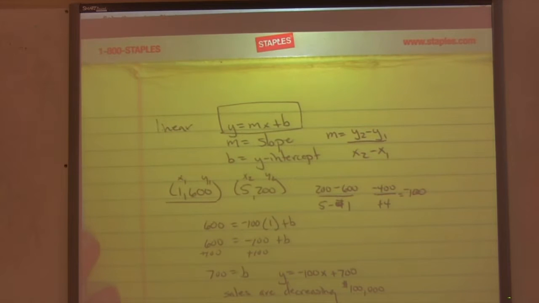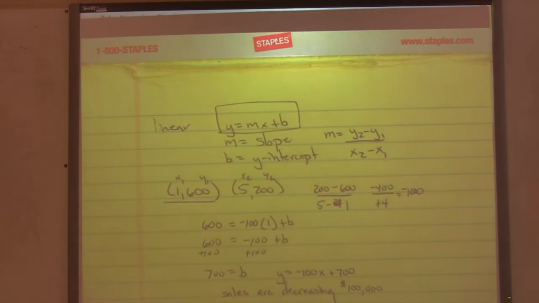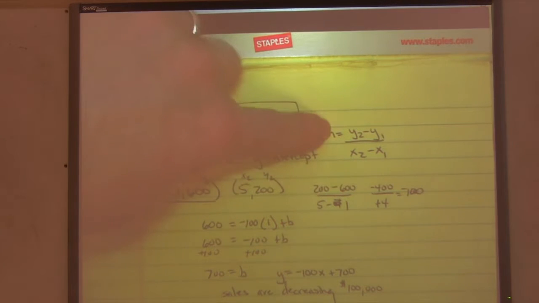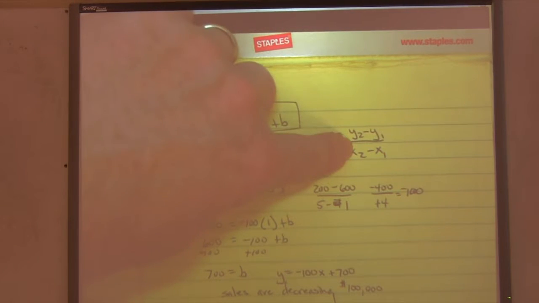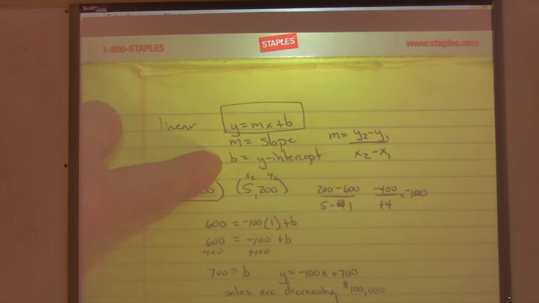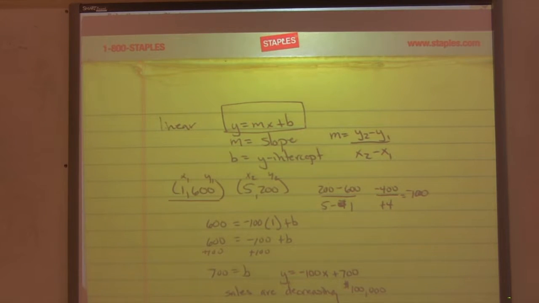So that would be for problems 1 through 3. Again, use slope-intercept form, use the ordered pairs to find the slope, then plug it into the formula using one of the ordered pairs to find the y-intercept, and that should take you through those problems.